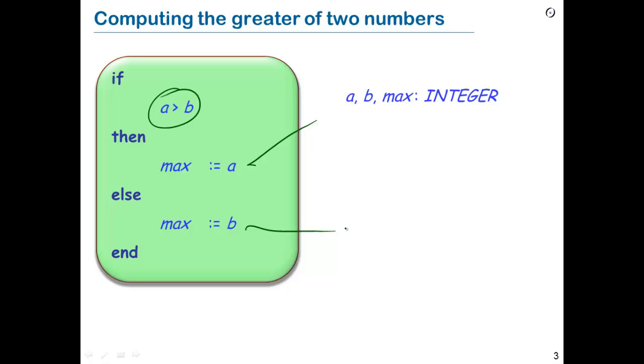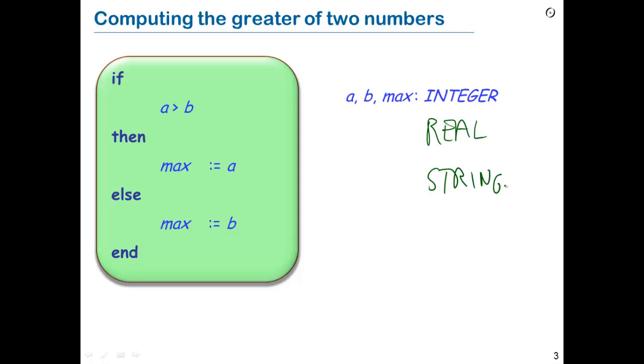A and B could, and as a result, max could be integers. They could also be, for example, real numbers, or they could be strings, which are not numbers, but for which there is also a comparison operation greater than. In all cases, this little program extract, this conditional instruction, is going to compute their maximum.